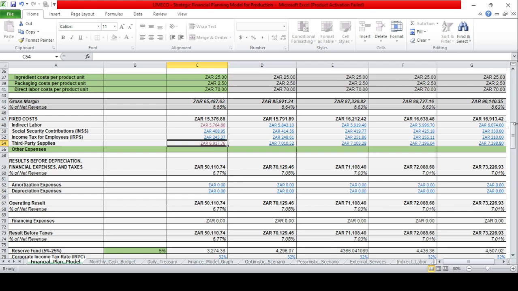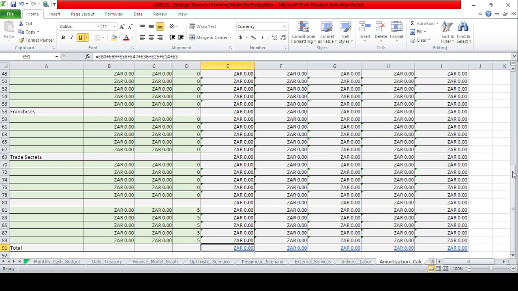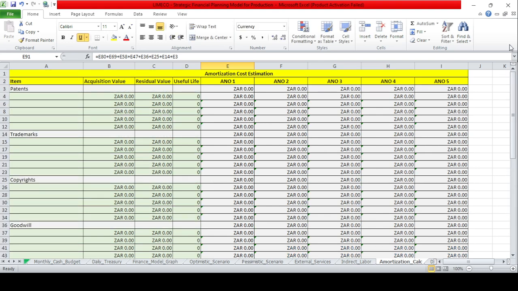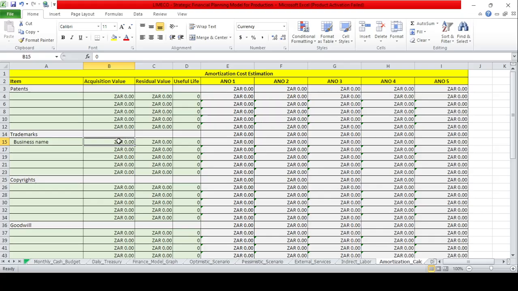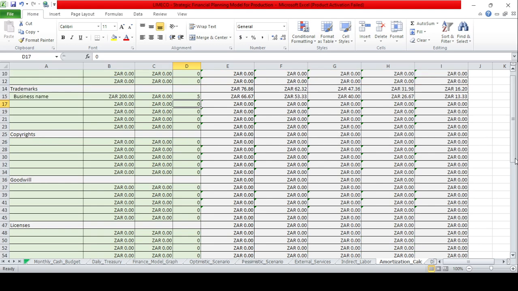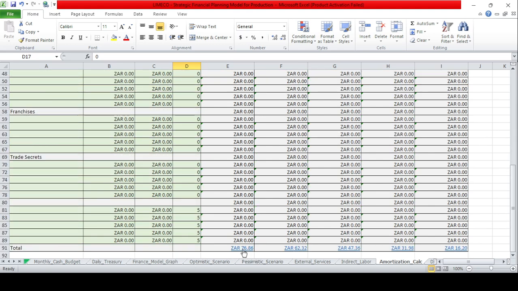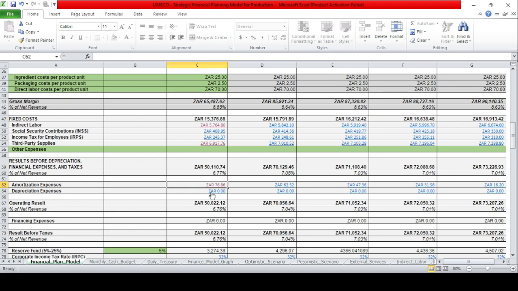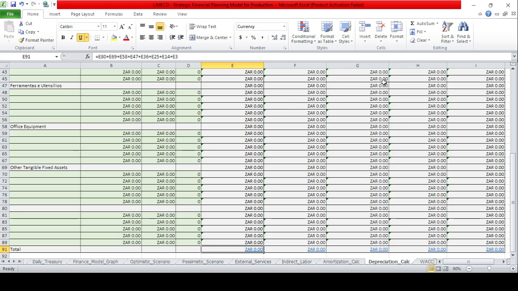Yes. Now amortization. Amortization of what? For example, business name. For example, 200 rand for 5 years. Amortization for 5 years.